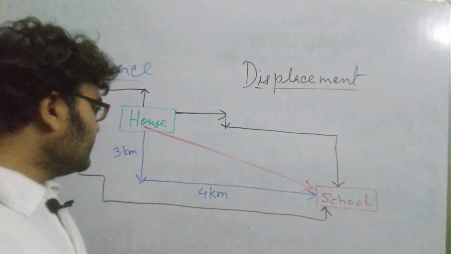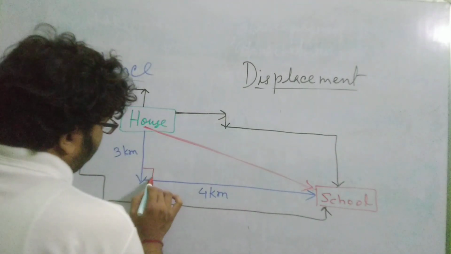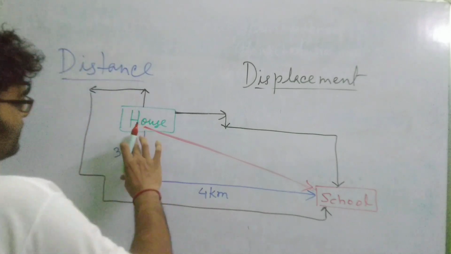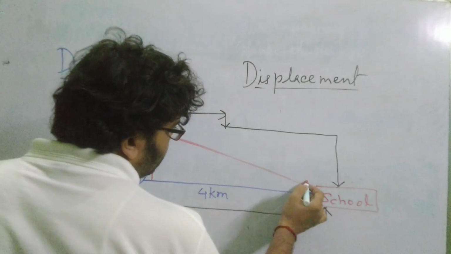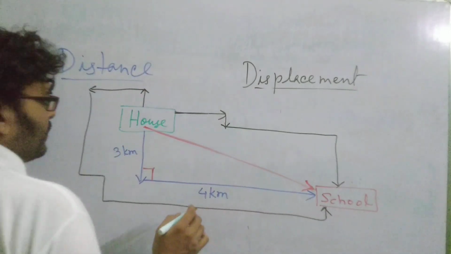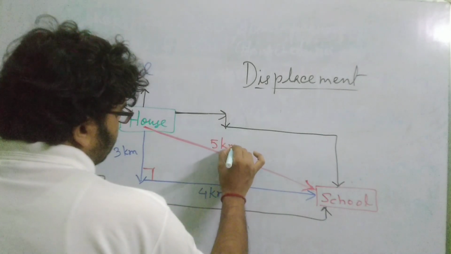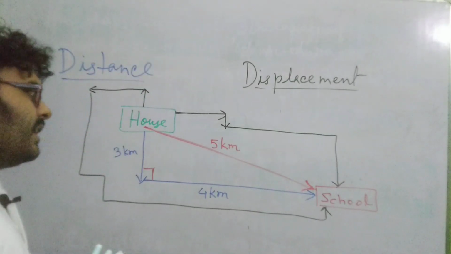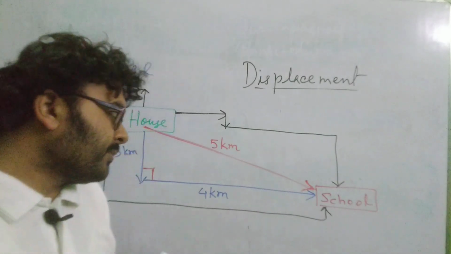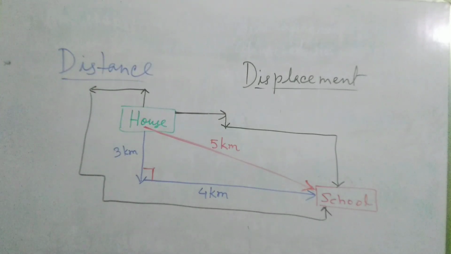And you can observe that here a right angle triangle is being formed. If this is 3 kilometer, this is the perpendicular, and 4 kilometer is the base, then this path indicates the hypotenuse of the right angle triangle. So how much will it be? If you apply Pythagoras theorem, it will be 5 kilometer. There is a theorem in mathematics, as you know, the Pythagoras theorem, by which you can find the length of the hypotenuse. So it's 5 kilometer.